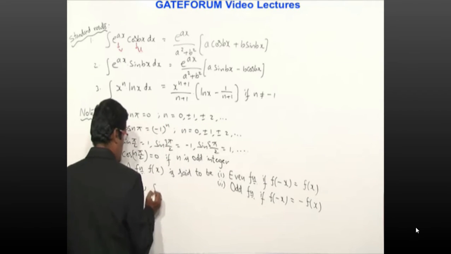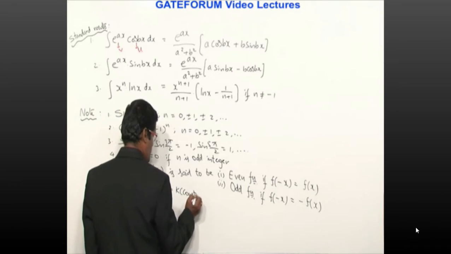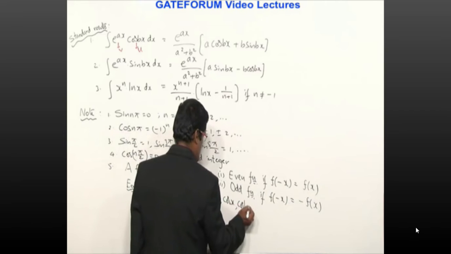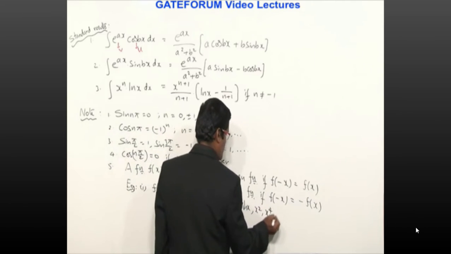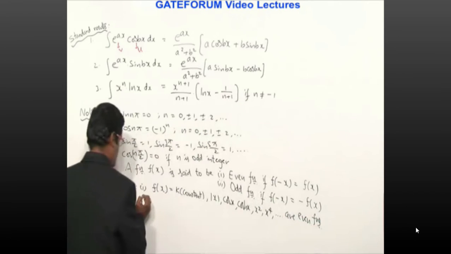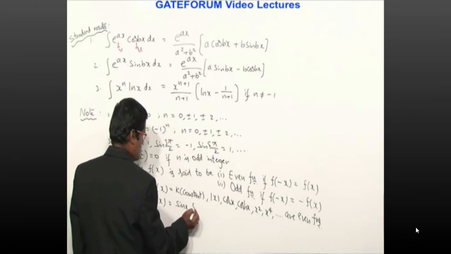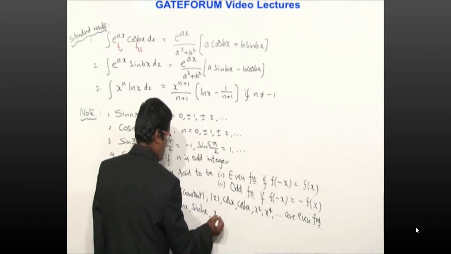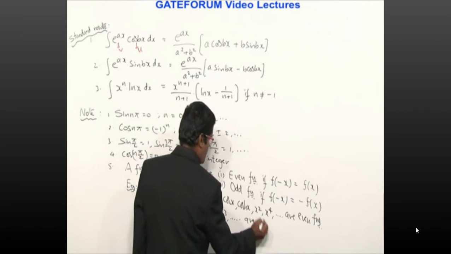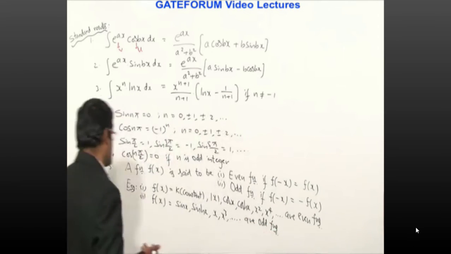One, f of x is equal to k constant, mod x, cos x, cosh x, x square, even powers of x, etc. are standard examples of even functions. Two, f of x is equal to sin x, sinh x, odd powers of x, etc. are standard examples of odd functions. e to the power x and log x are neither odd functions nor even functions.